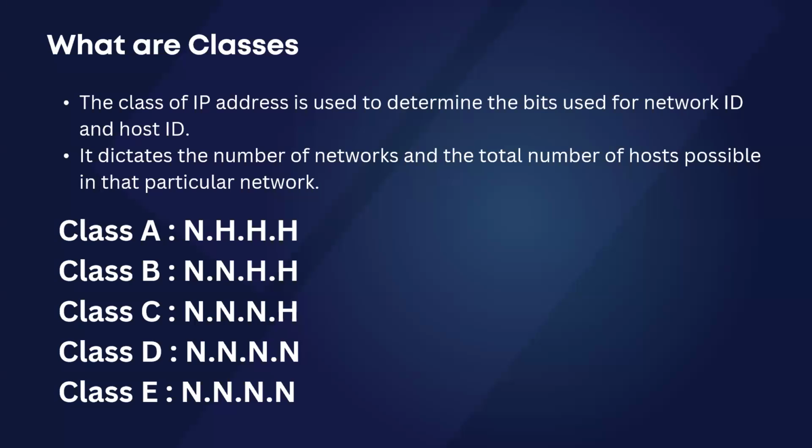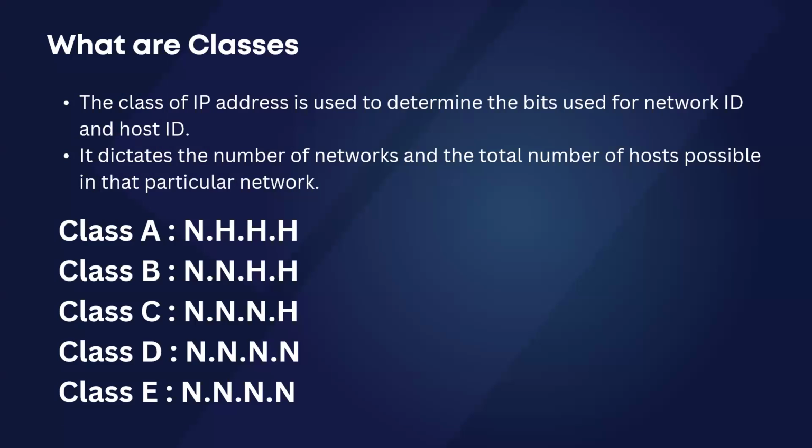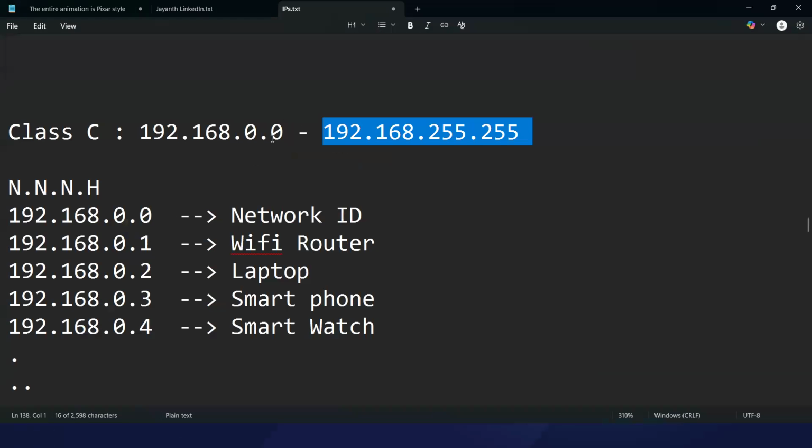So when we talk about class C private IPs, they start from the range 192.168.0.0 and go all the way up to 192.168.255.255. That's the same exact range which we see over here, 192.168.0.0 to 192.168.255.255. That's the class C private IP range. Now, in the class C private IP range, the first 3 octets are the network portion and the last octet is the host portion. So 192.168.0 is the network portion. The last octet is the host portion.